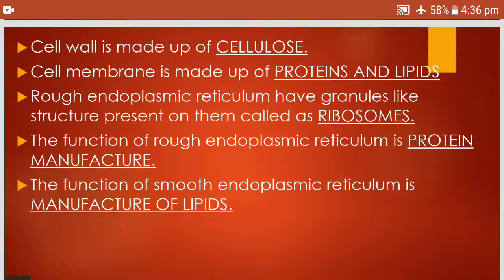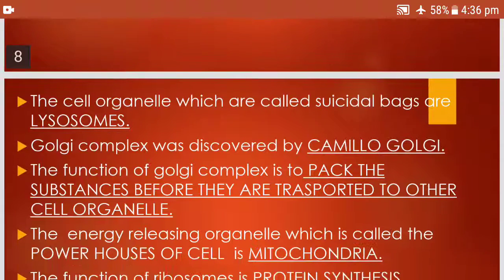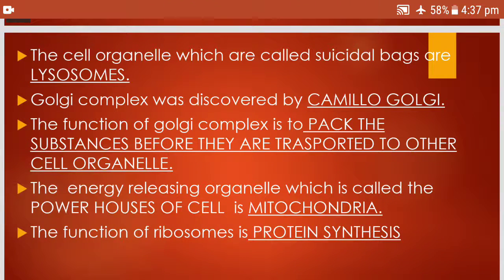The cell membrane is made up of proteins and lipids. Rough endoplasmic reticulum has granule-like structures present on it called ribosomes. The function of the rough endoplasmic reticulum is protein manufacture, and the function of the smooth endoplasmic reticulum is manufacture of lipids. The cell organelles which are called suicidal bags are lysosomes. Golgi complex was discovered by Camillo Golgi. The function of the Golgi complex is to pack the substances before they are transported to other cell organelles.